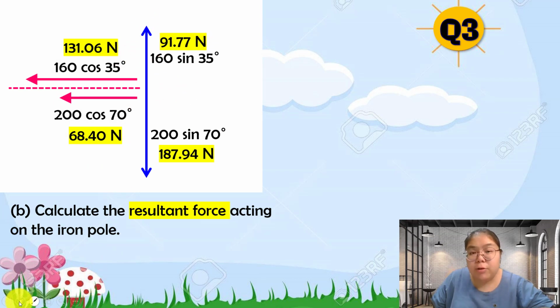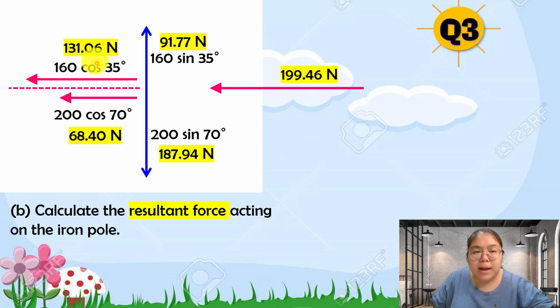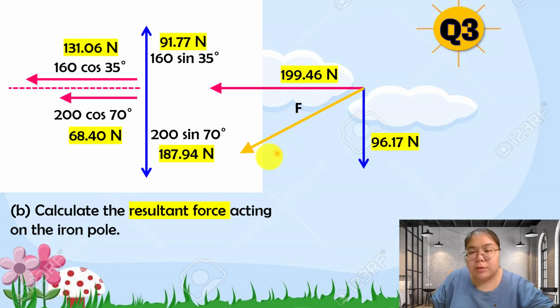Now I need to redraw the final forces. The final horizontal forces plus together become 199.46 Newton. For the vertical, we minus. After minus, I have 96.17 Newton left, going downwards. Now from here, we can find the resultant force by using Pythagoras' theorem, because now you create a perpendicular triangle. This one is the resultant force. It comes from the original point. The vertical component and horizontal component together make up the resultant force.